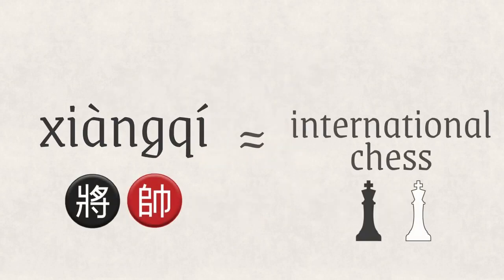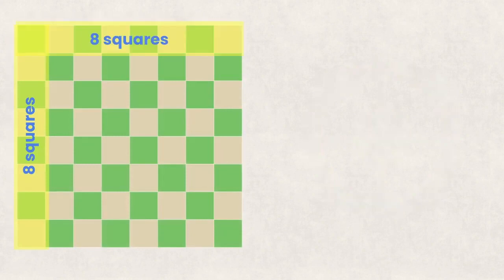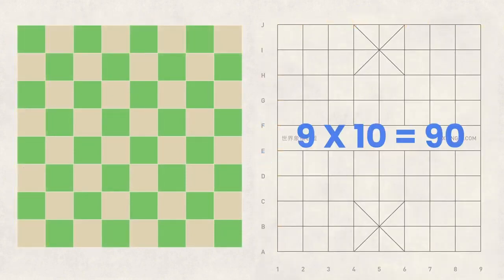Xiangqi has its similarities to international chess, but there are some differences that make it play very differently. In Xiangqi, pieces rest not on squares but on the intersections of a grid. Whereas the international chessboard is 8 by 8, the Xiangqi board is 9 by 10. This means that there are 90 positions in Chinese chess versus 64 in international chess, which often makes movement in Xiangqi feel more open than in international chess.